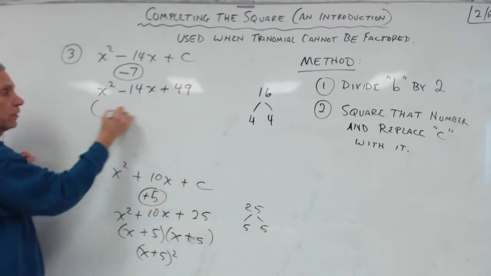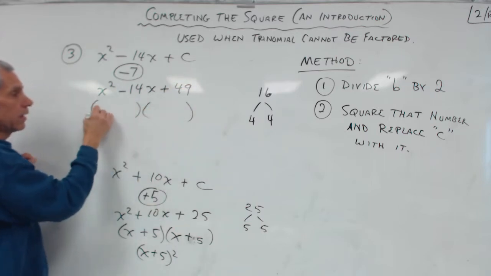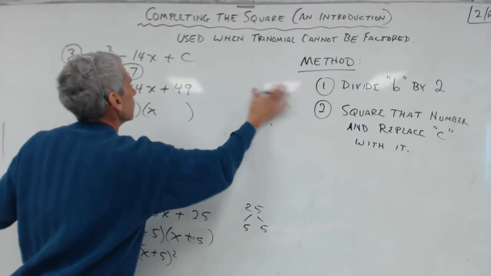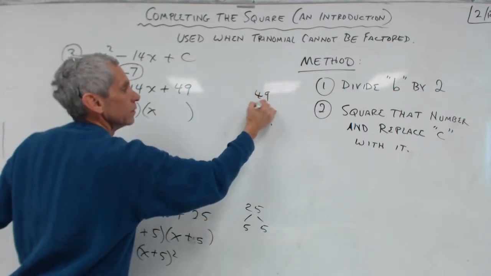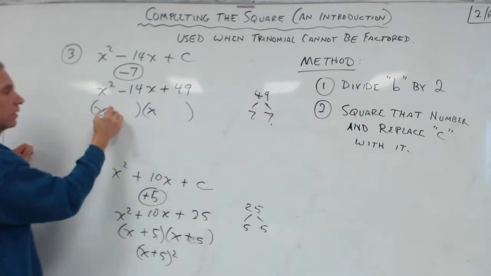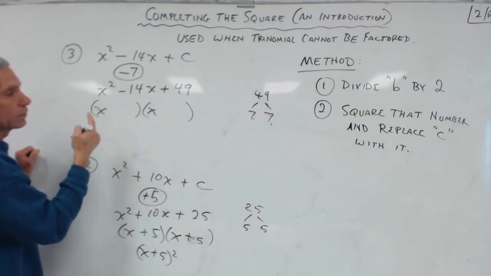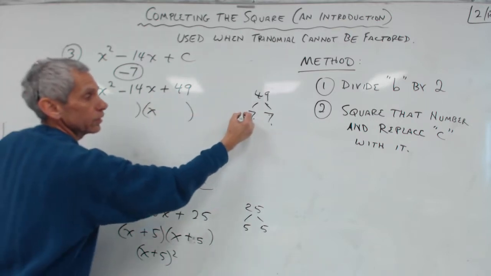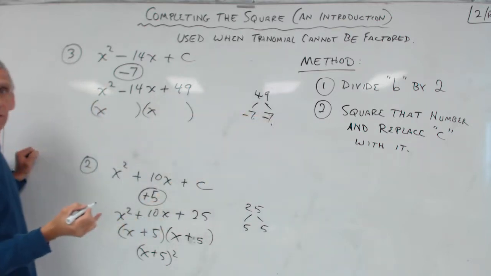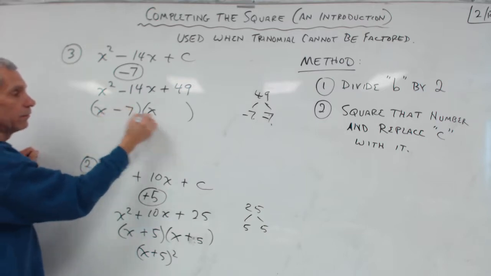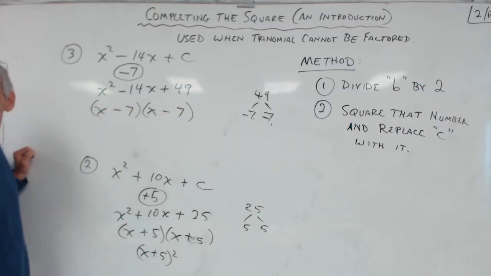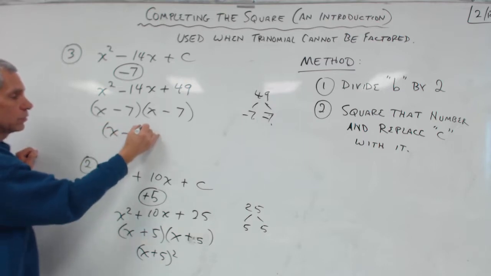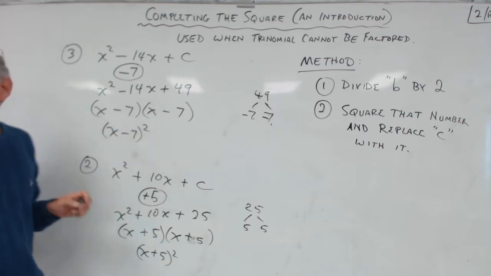Now I'm going to factor it. The factors of 49 are 7 and 7, but in order to get a -14, it's going to have to be -7 and -7, right? So it'll be -7, and then this becomes x minus 7 squared. Easy peasy, right?